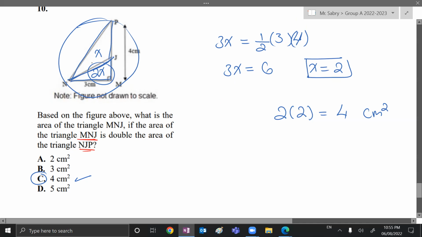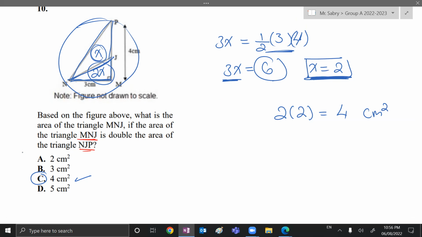So if the whole triangle area is 3x, how do I find x? I have the measure of this base and this height, so I got the actual area, which is 6. And the 6 should be equivalent to 3x. That gets me the area of one x, which is triangle NGP. I know now that this is 2, and MNJ is double that, so 2 times 2 is 4. Are you sure? Perfect.